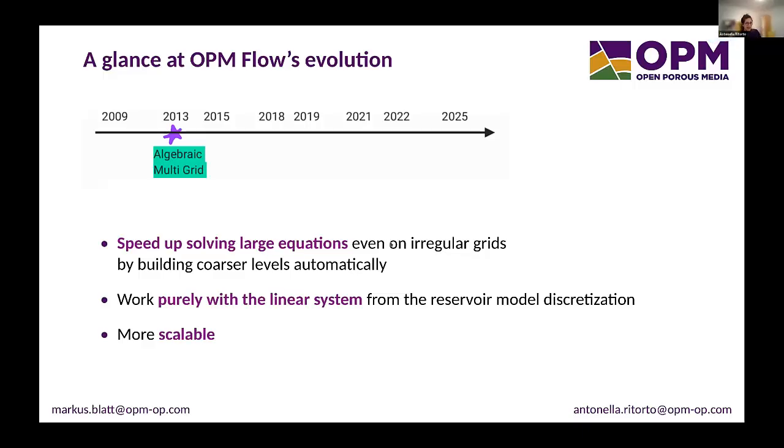Okay, so the first highlight that we have here is algebraic multigrid. I'm not sure if everyone is already familiar with that, but I shall say a few words. This is a technique that speeds up solving large equations, even on irregular grids, by building coarser levels. That means, briefly, that we have a bunch of equations with a bunch of unknowns, and we call that the fine system, the original system, or the discretization.